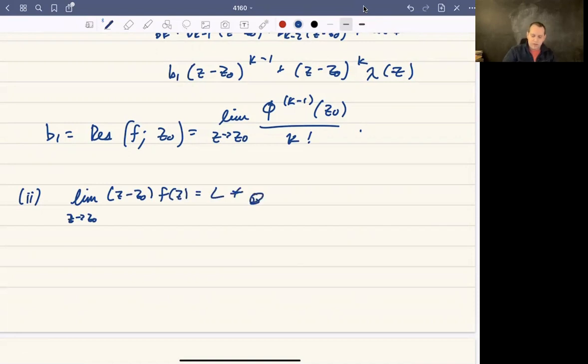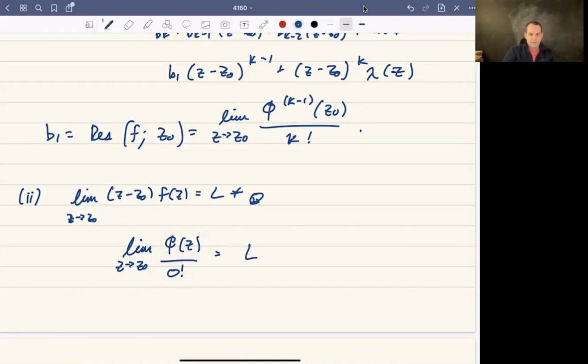And so then the residue is going to be this function phi. It's going to be the limit of phi over 0 factorial as z approaches z naught. And that's just literally this limit L, because phi is exactly (z minus z naught) times f of z. 0 factorial is 1. Everything's fine. So this limit is really L.